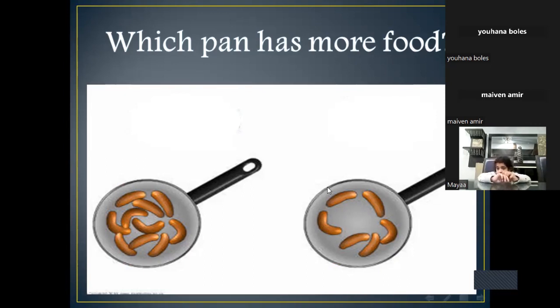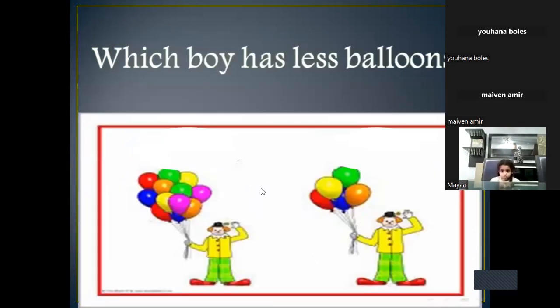Let's count here. 1, 2, 3, 4, 5, 6. How many here? 6. But let's count here. 1, 2, 3, 4, 5, 6, 7, 8, 9, 10. So we have here 10 sausages. Excellent. So which pan here has more food? This or this? Excellent. This one has more food.